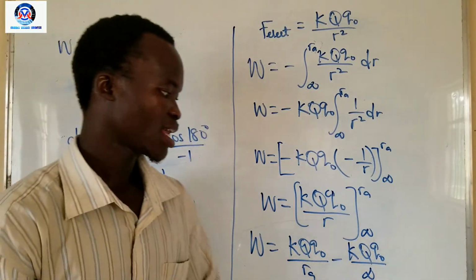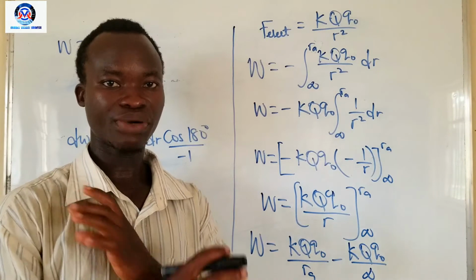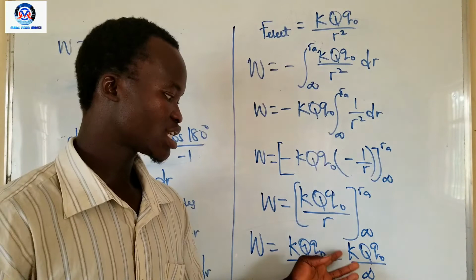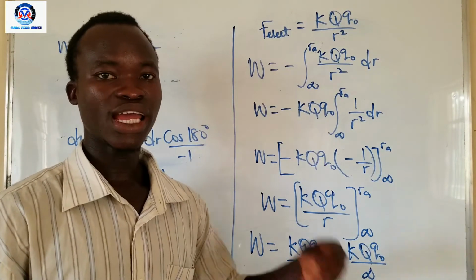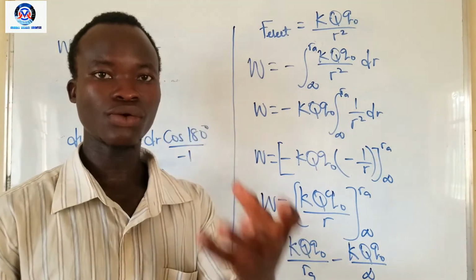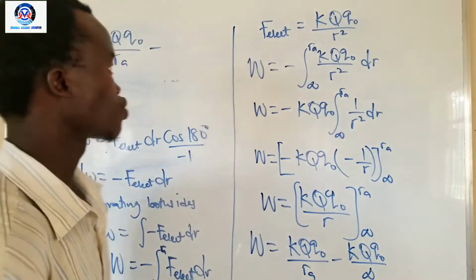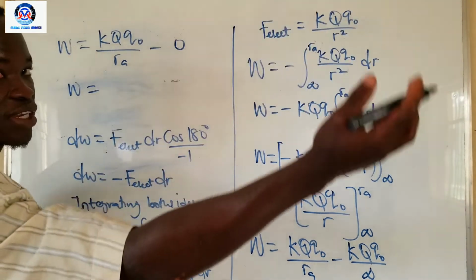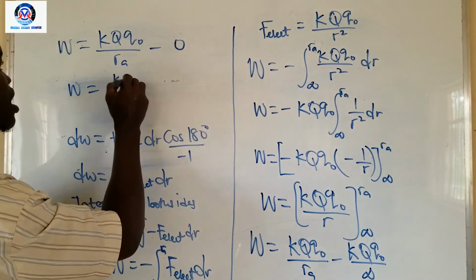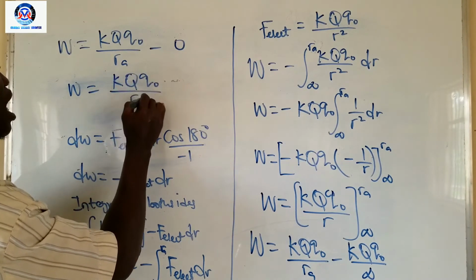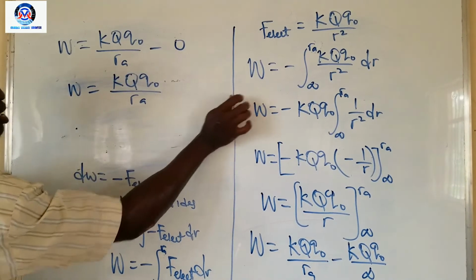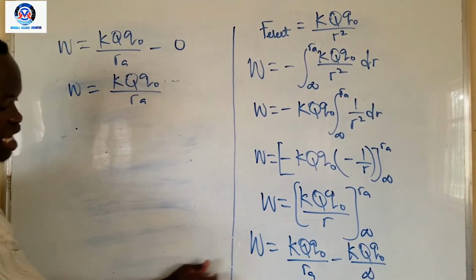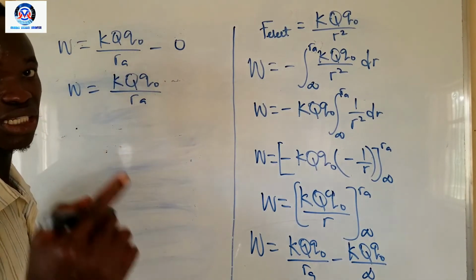Don't forget that any number over infinity is practically zero. Not actually zero, but practically zero. So this expression is simply zero. So we have this to be zero. And finally, our work done on the charge from infinity to point RA is simply K Q naught over RA. And don't forget that this is the work done on the charge from infinity to a point RA against an electric field. And we said that that definition is the electric potential energy.